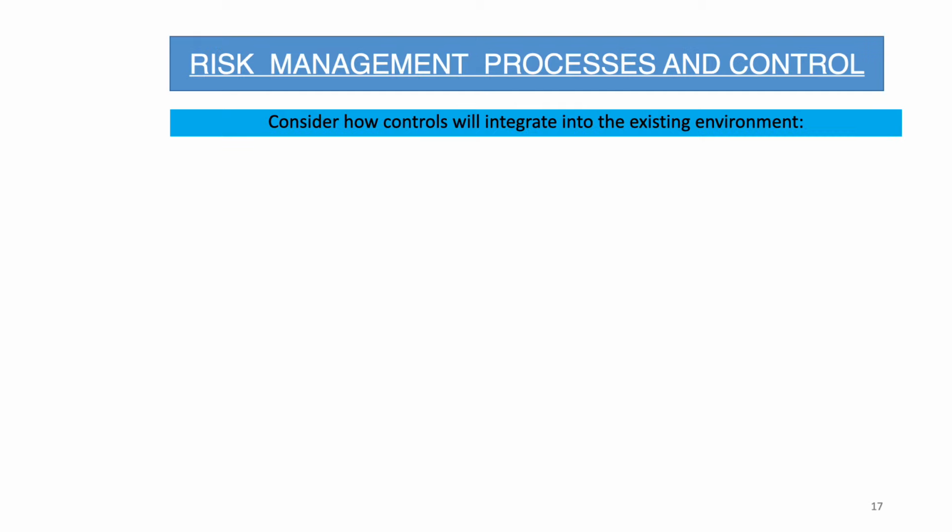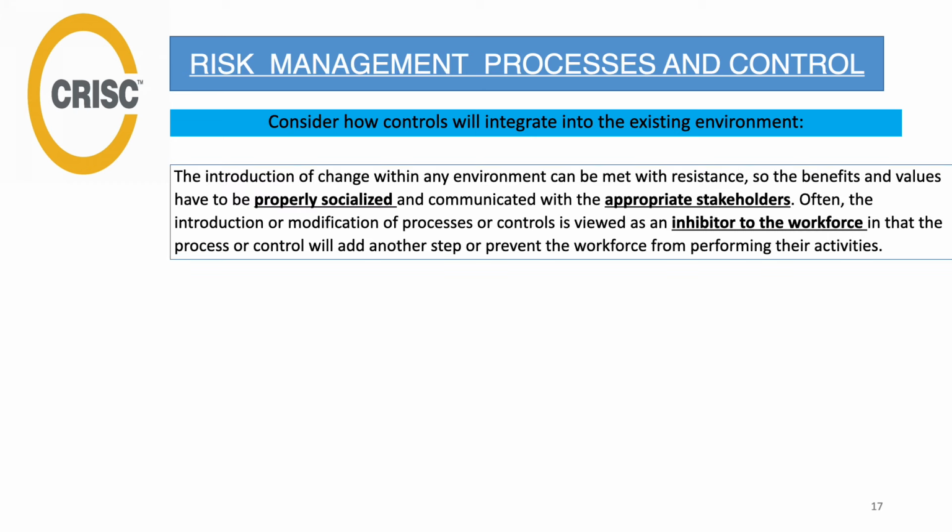Let's discuss the risk management process and the control. Right? Risk management processes and control, it considers how control will integrate into the existing environment. Right? In this, what happens, care and thought must be taken while introducing new procedures and controls or making changes to already existing ones. Any setting in which a change is introduced may encounter opposition. Thus, it is important to appropriately convey the advantages and value to the relevant stakeholders.